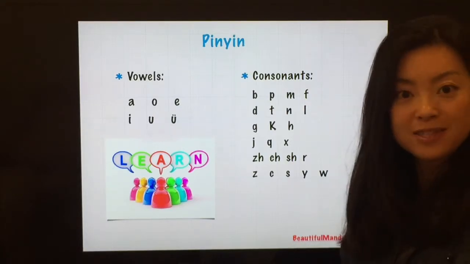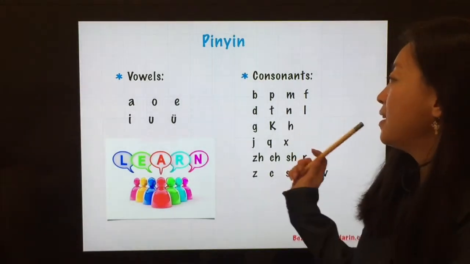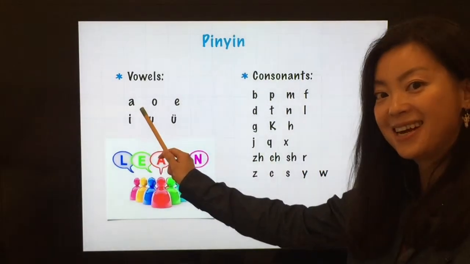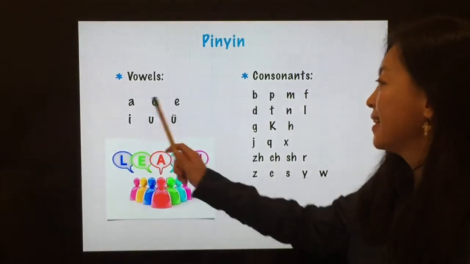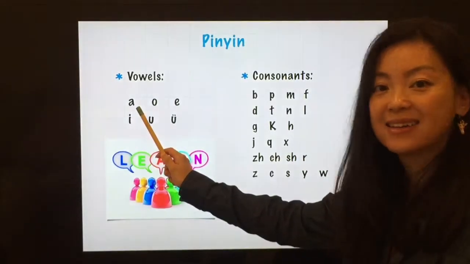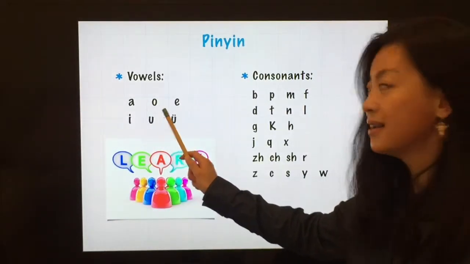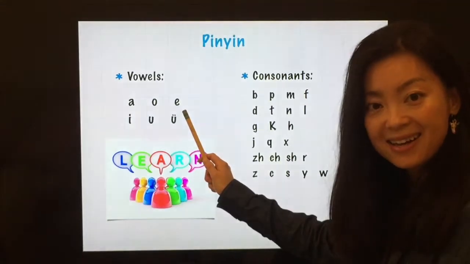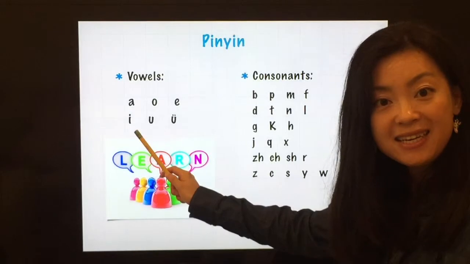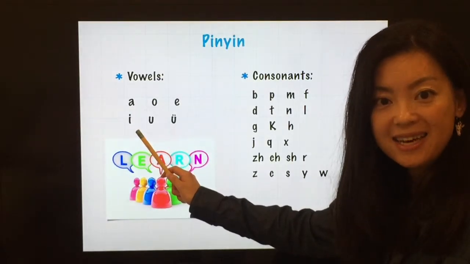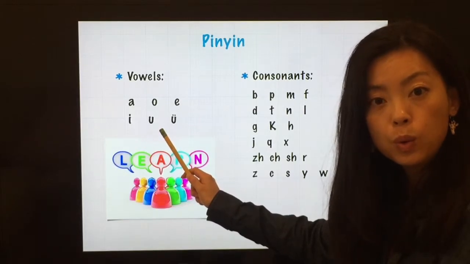First, let's see vowels. In Chinese pinyin, we have 6 vowels. So for this letter, the Mandarin pronunciation will be a, o, i, u.